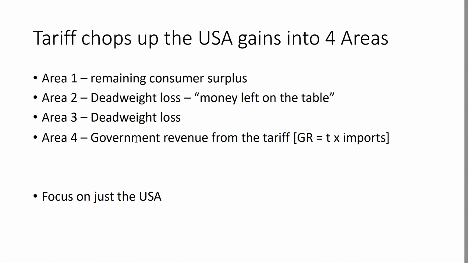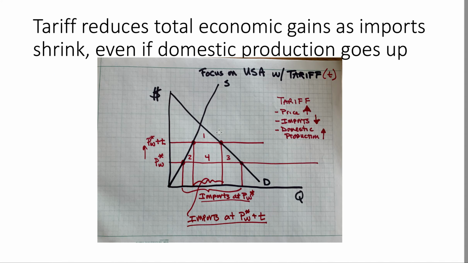And Area 4 is the government revenue from the tariff, because that represents the level of imports times T. That difference between these two values is T, so that represents money that goes to the government, which may get wasted, may be inefficient, maybe they'll do great things with it, who knows. But that's money that leaves the consumer's pocketbook and goes straight to the government.